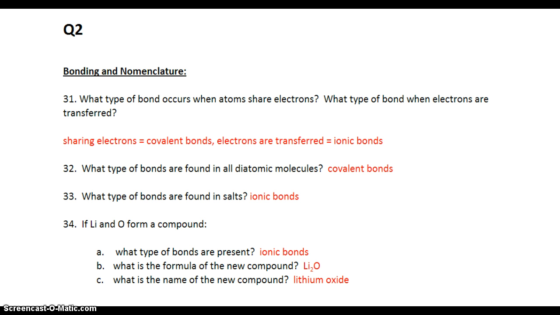The second type of bonding is covalent bonding, where electrons are shared between nonmetal atoms, and what we typically do is draw Lewis dot structures to show how the atoms are bonded together.